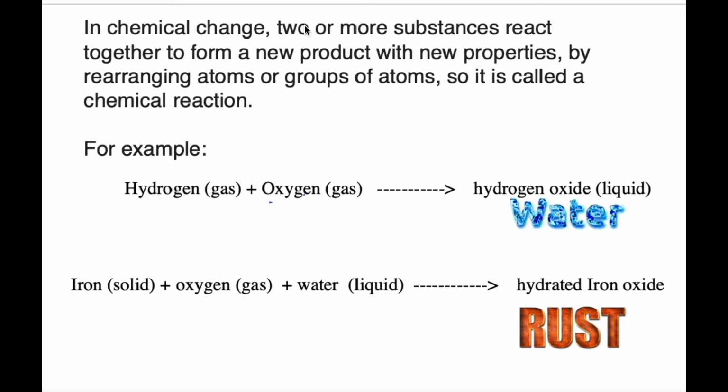In a chemical change, two or more substances react together to form a new product with new properties by rearranging atoms or groups of atoms, so it is called a chemical reaction. This statement will become clearer if we see an example. Here, hydrogen is an element which is gaseous in nature, and oxygen is another element, again gaseous in nature. When these two elements combine together, they form a new product. The new product being formed is hydrogen oxide. It is liquid in nature.